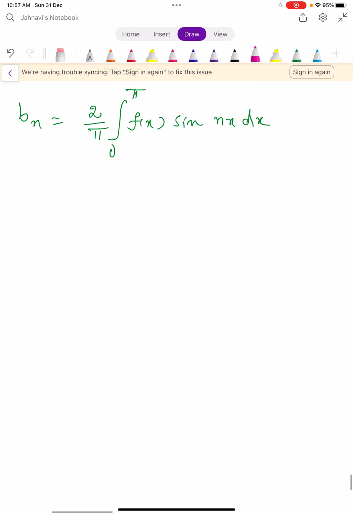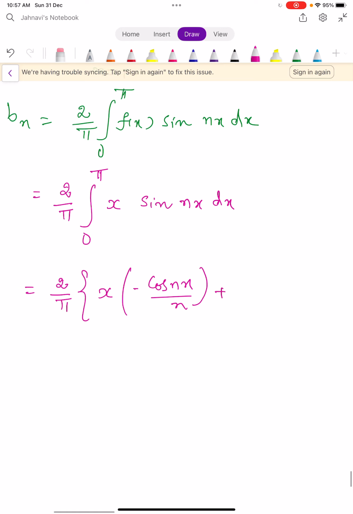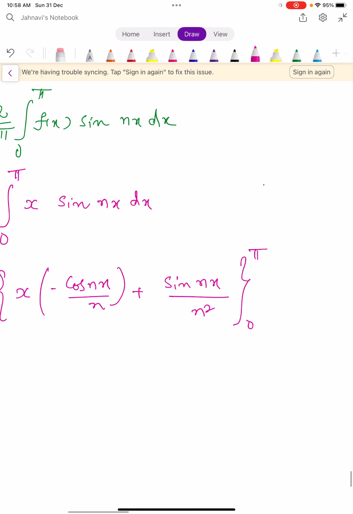So you can substitute, which is equal to 2 by pi integral 0 to pi, the function is x sin nx dx. Use the Bernoulli's principle. 2 by pi, x into integral sin nx, minus cos nx by n, minus of minus, plus sin nx by n square, with limits 0 to pi. You observe that sin 0 is 0, sin n pi is also 0. So this second term completely becomes 0.